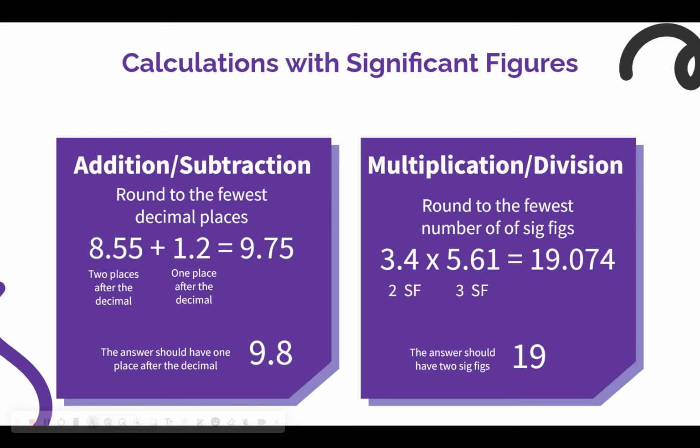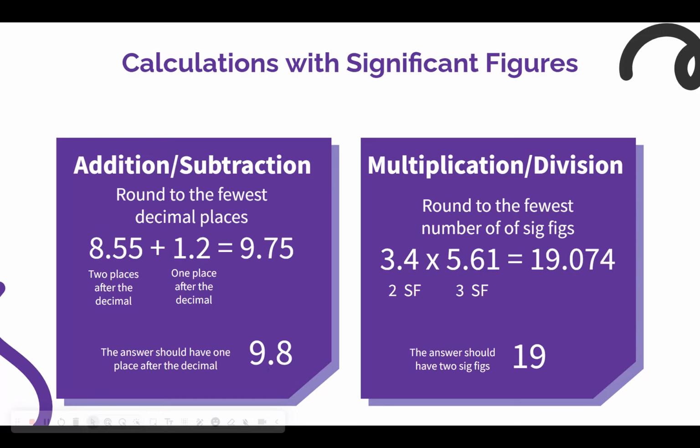So if we do this math, we're going to plug this in, we're going to get 9.75 as our answer, but we can only have 1 significant digit after the decimal, which means we need to round to this 7. Since the 5 is there, it's going to round up. So our answer with the correct number of sig figs will be 9.8.